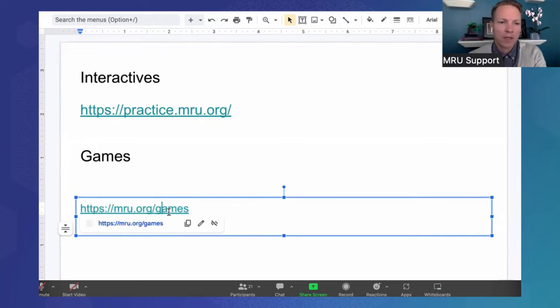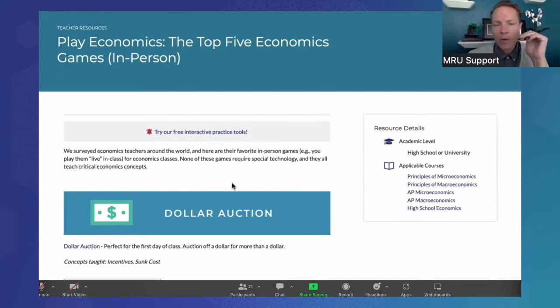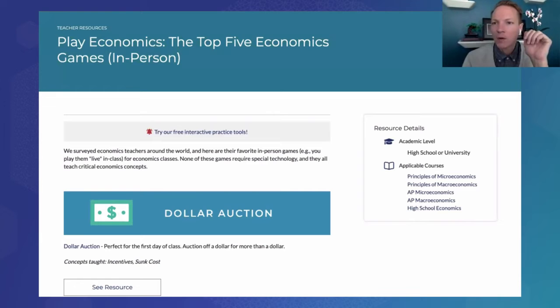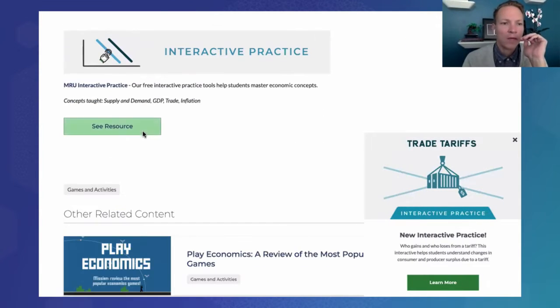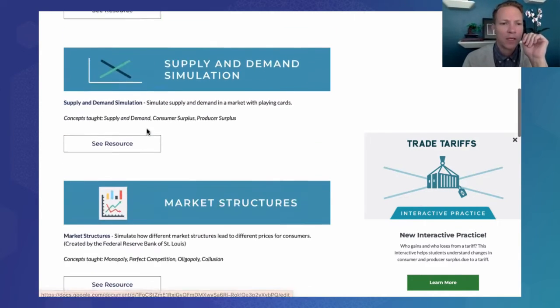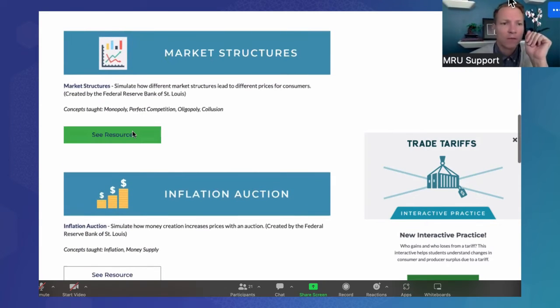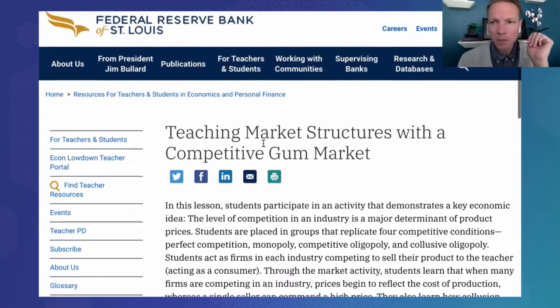So this one right here, I'll take you to this one first. This is the write-up for today's webinar. It has all the information that I'm going to cover today. It has the 5 games, and each game has a little write-up. Some of these write-ups I did, and for some there was already a good write-up. For instance, this market structure game is from the Fed.